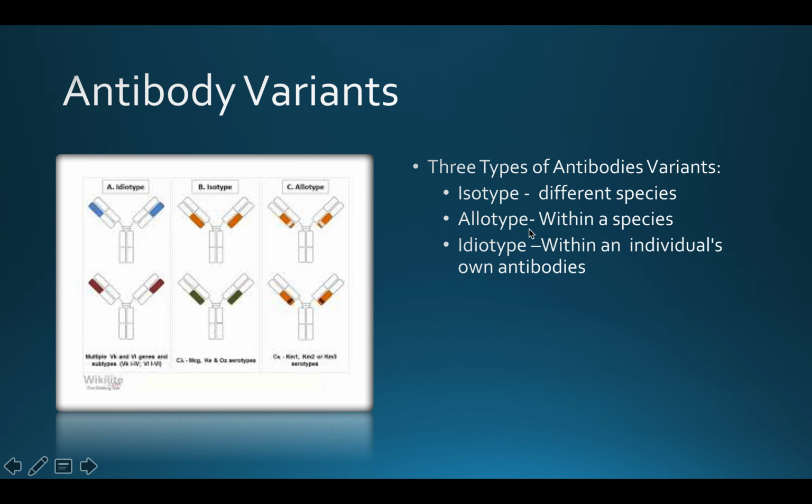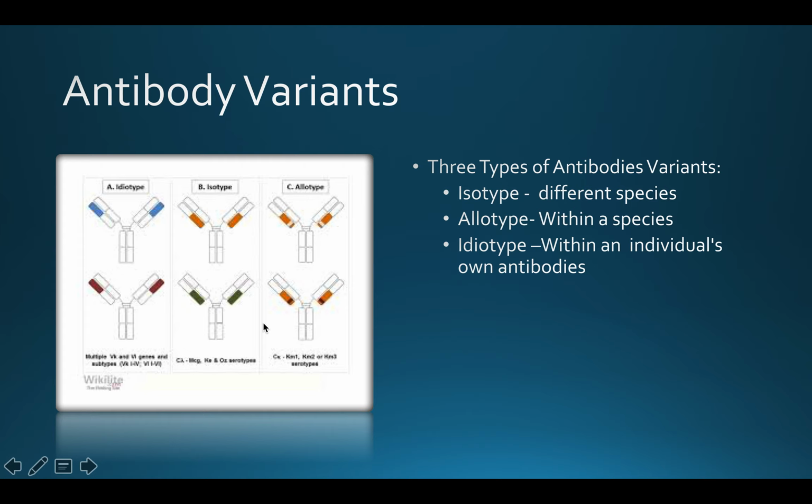Allotype is differences within a species. Say one species of rabbit, cottontails I guess, will have a certain IgM antibody in their constant regions of the light chain, versus the Netherland bunnies that have the really long hairs. They would have something different here. So you wouldn't be able to use antibodies between the two rabbits even though they're in the same species. Idiotype is within an individual's own antibodies.